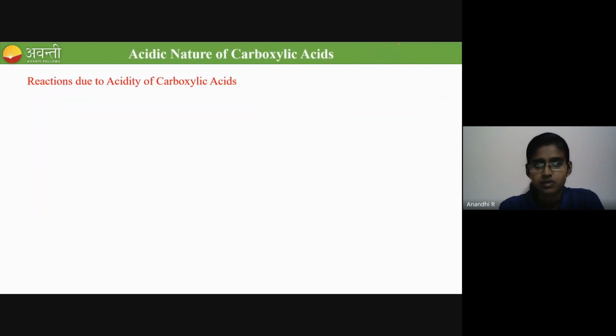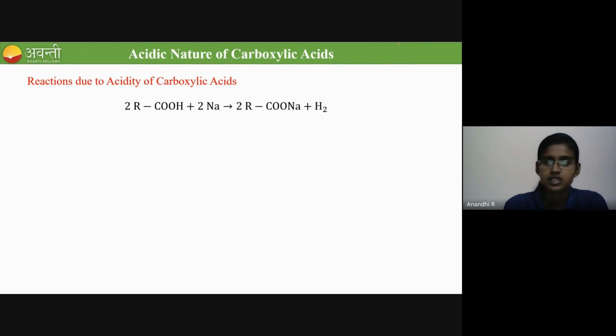Okay. Let us discuss the reactions due to the acidity of carboxylic acid. We have seen that the hydrogen attached to the carboxylic part is acidic. They are acidic hydrogens. So there are several reactions due to the acidity of carboxylic acid. So this is the acidic hydrogen. When the carboxylic acid reacts with a metal like sodium, we can take any of the alkali metals or alkaline earth metals.